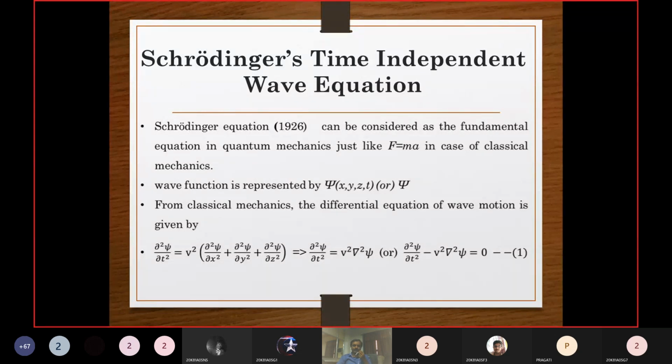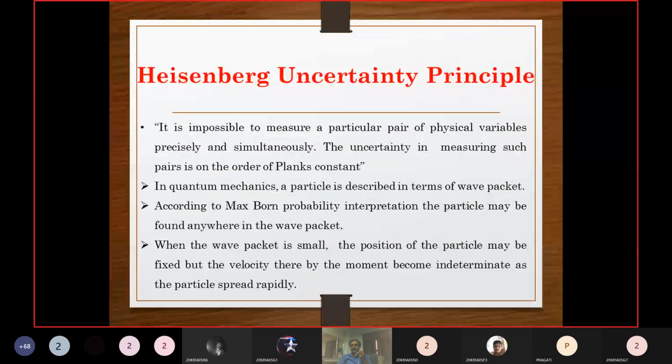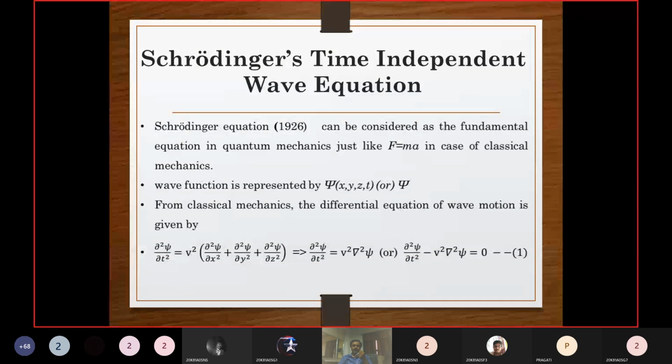So yesterday we discussed the Heisenberg uncertainty principle as well as wave properties, and Born's interpretation of the wave equation. So today we will discuss the Schrödinger time independent wave equation.